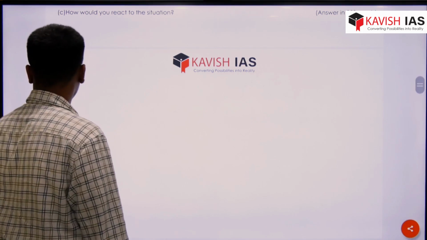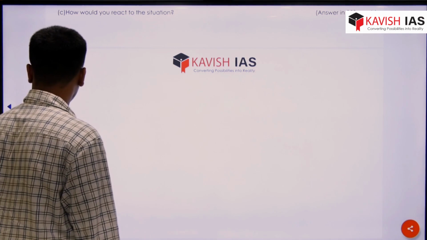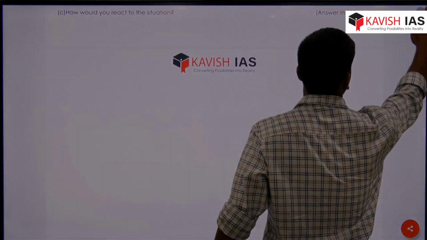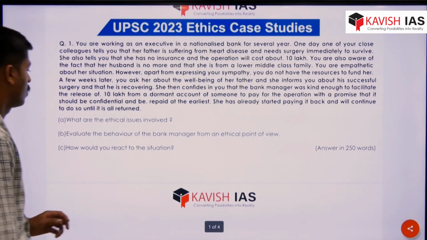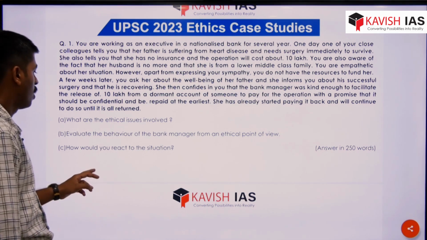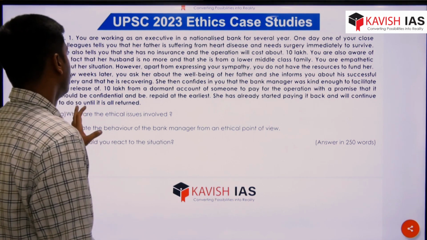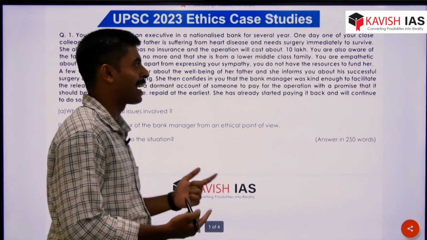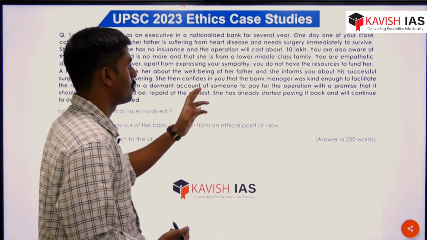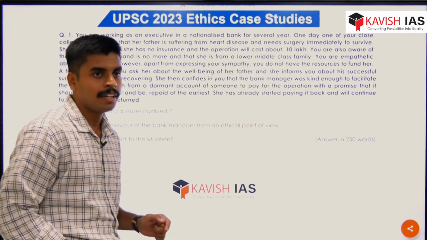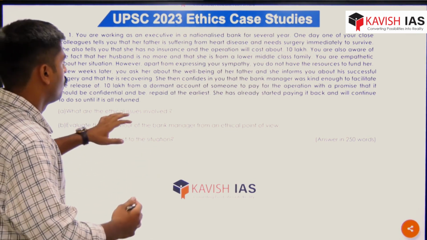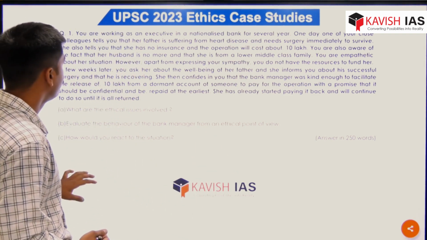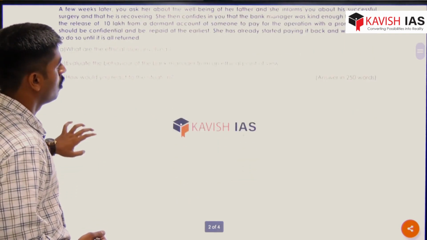So having attempted all three questions, we can conclude with the facets of what was given in the case study: yes, such things happen, but we must ensure a secure mechanism through which funds should not be transferred from any dormant account to anybody, and at the same time there must be mechanisms ensured on compassionate grounds for helping the employees working in the department. So likewise we can conclude with these statements, and here our first question is done.